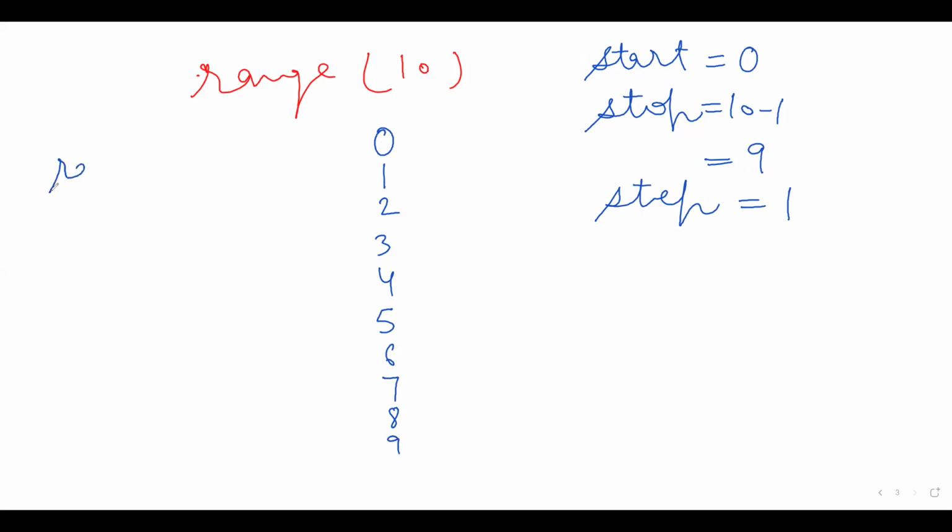Now, if I am writing range(1, 7, 2), then 1 is the starting value and 7 is the ending value, which means I can use the values 1 to 6. Because 7 is the stop value, the last value will be 7 minus 1, that is 6. Here I have given the step as 2, which means 1 plus 2 is 3, 3 plus 2 is 5, 5 plus 2 is 7. 7 is the stop value, which we cannot use. So we get only 3 values, that is 1, 3, 5.